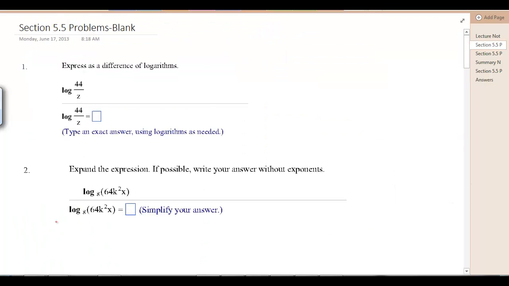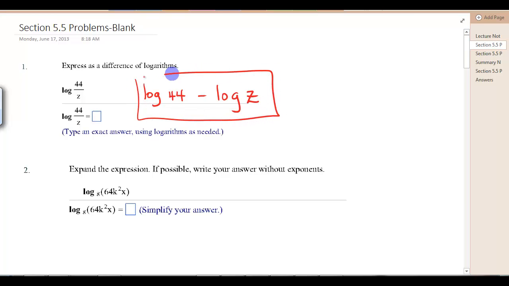All right, this one says express as a difference of logs. So we've got a quotient, which will become a subtraction. You look here to see if that can evaluate to something, and it can't. We can't go any simpler than that. So that would be your answer.